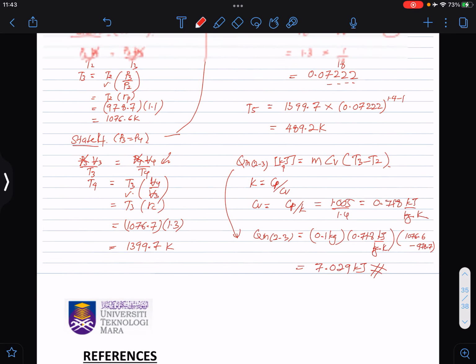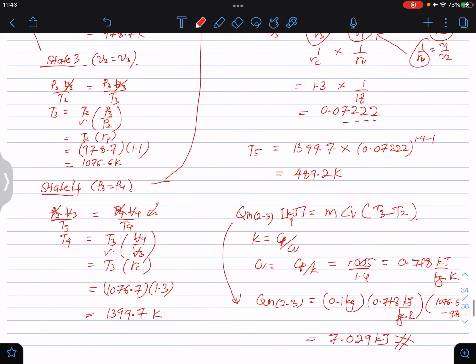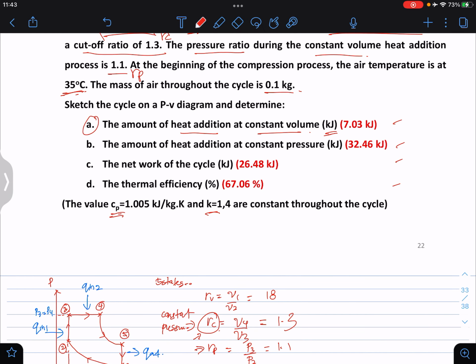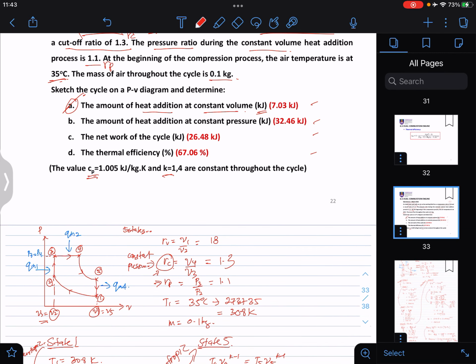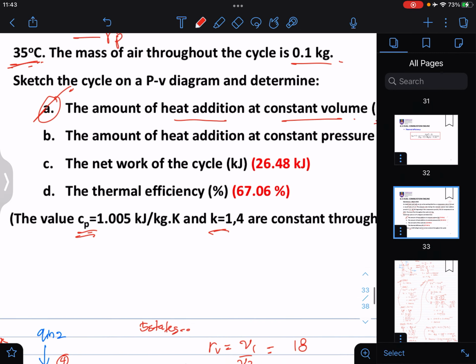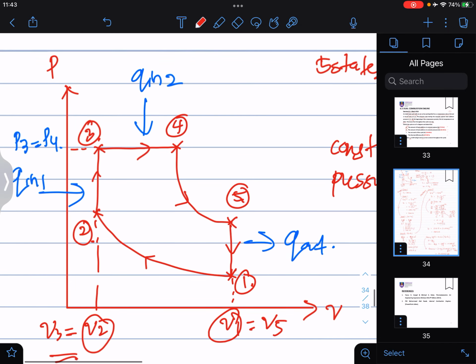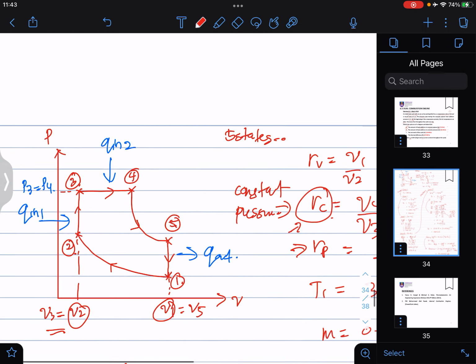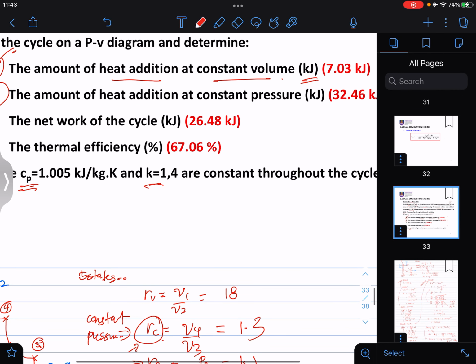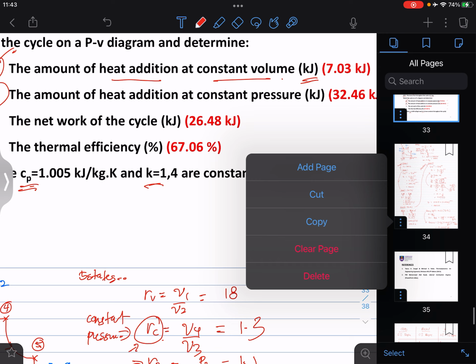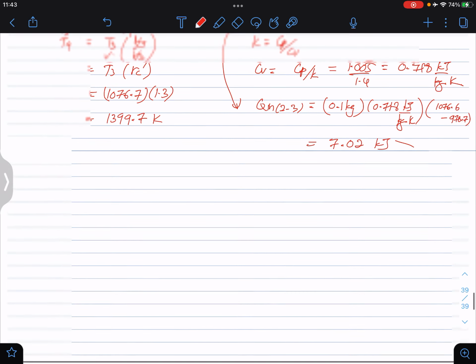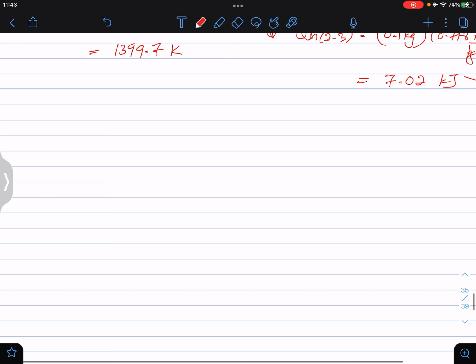So this is your Q in at the constant volume process. This is done. The next, second question, is the amount of heat addition at a constant pressure. This is another question that relates to Q in. It occurred during 3 to 4, and we need to get it again in kilojoule unit. So I put another page here. We want to find Q in 3-4 at constant pressure, unit in kilojoule again.